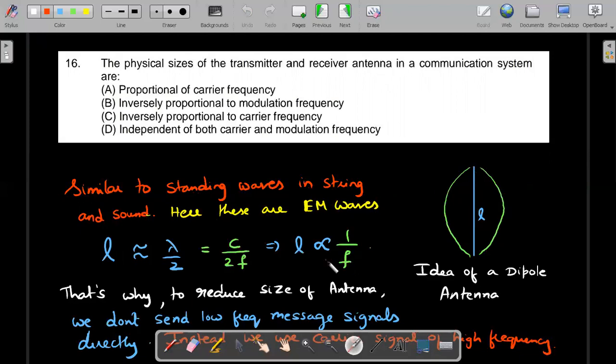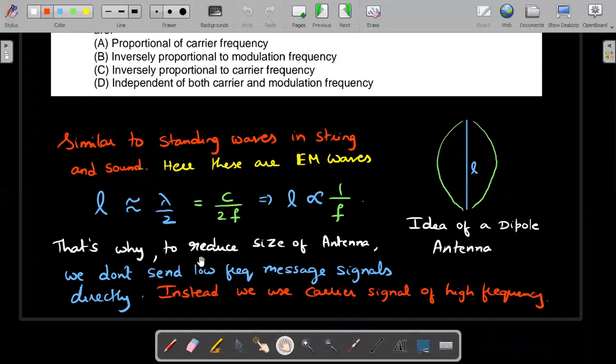And that's why people say if you want a shorter length antenna, either to transmit or to receive, you don't want the antenna to be building size. You just want an antenna in, let's say, centimeters to meters. Then you want to send or receive waves which are very high frequency. The smaller the frequency, the larger the length of antenna you need to send or receive. That's the whole purpose. That's why we want to reduce the size of antenna. We don't send low frequency message signals.